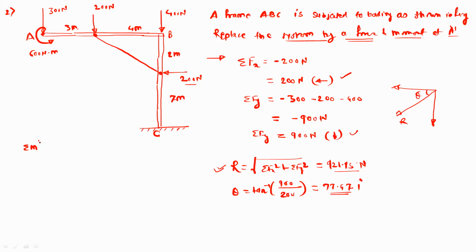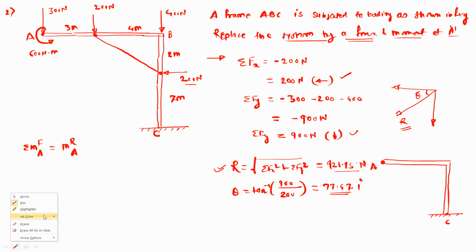The summation of moments by all the forces about point A is equal to the moment by the resultant about the same point. So you can draw the resultant system and then use Varignon's theorem. The resultant system will be, this is the given frame, that is ABC, and this is the moment point A. Right now we know the exact direction of the resultant. So this is the direction of the resultant.